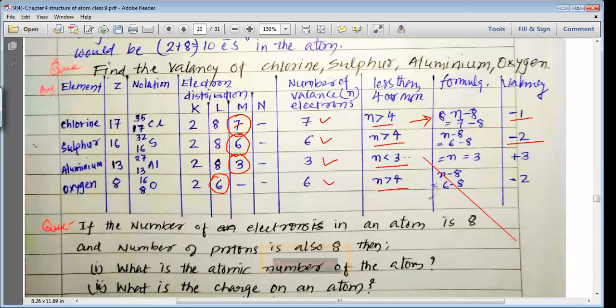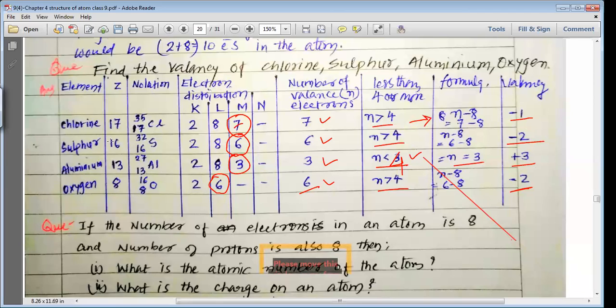Here n is equal to 3, that means it is less than 4, my dear students. So the number of valence electrons is equal to the valency and here the valency is plus 3. And if you look at the oxygen, it has 6 electrons which is greater than 4, and that is why the number of valence electrons minus 8, that means n minus 8, that is 6 minus 8, and that is why the valency is minus 2. Please remember that these signs are just showing what kind of ion they will produce.